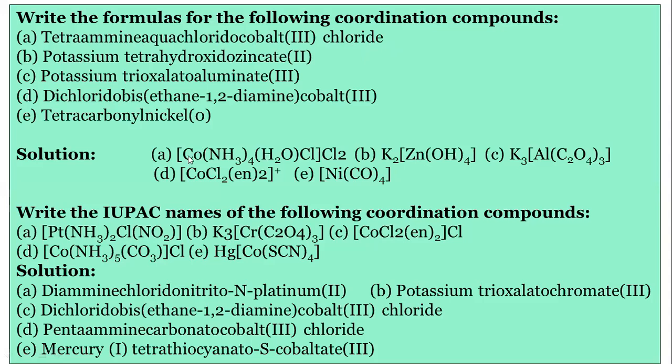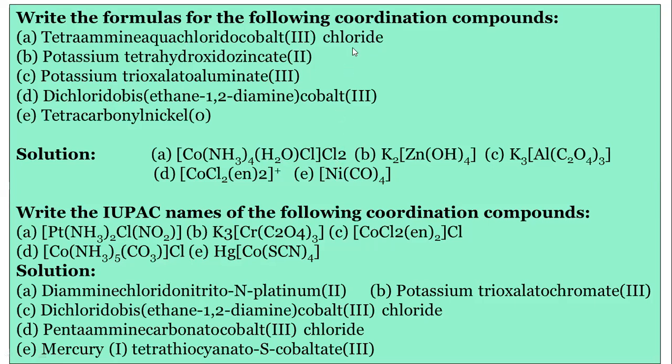Tetraamine cobalt. So see this answer. Cobalt is written in the square bracket. How many amines are there? Tetraamine, so 4 NH3 are written. Aqua, a single aqua ligand is there, and one chlorine is there, so that's why it is written inside the bracket. And outside the bracket here is Cl2. Now, how many Cls are there outside the square bracket? This is a very important task.